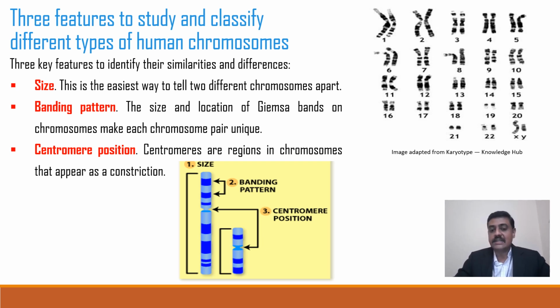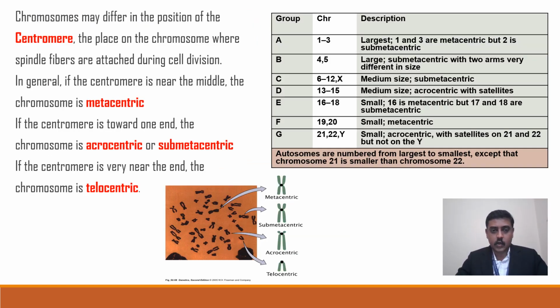Centromeres are regions in the chromosomes which are densely packed, and they appear predominantly in the center position, though they can also vary in their position. Chromosomes can differ in the positioning of the centromere, the place on the chromosome where the spindle fibers are attached during the process of cell division.